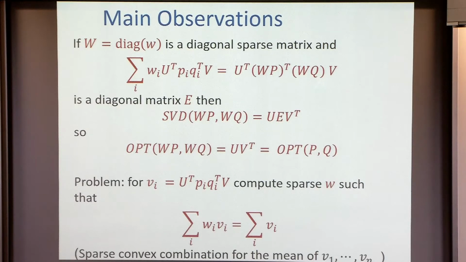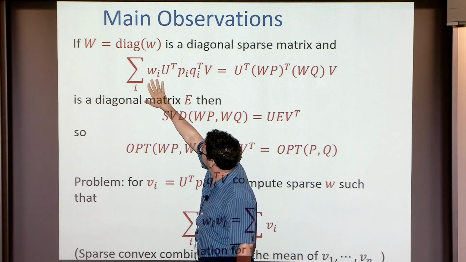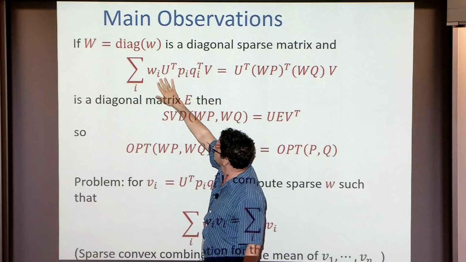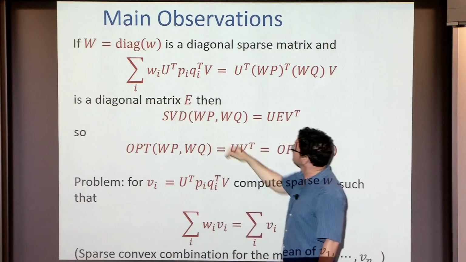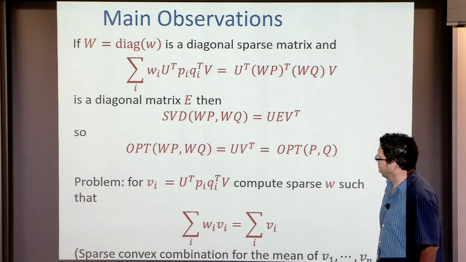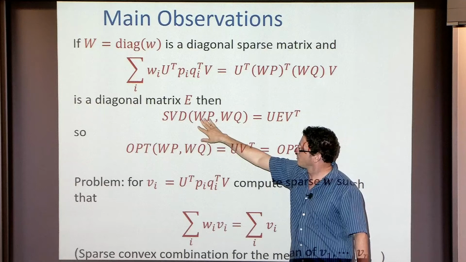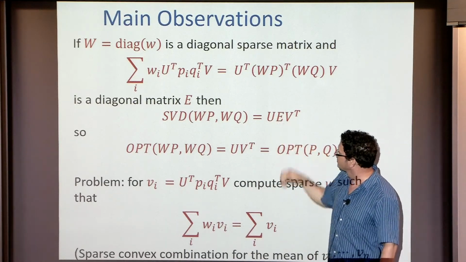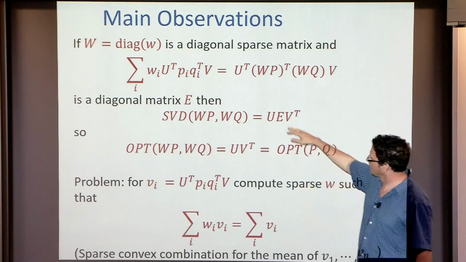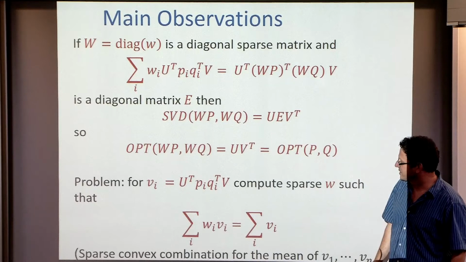So just to give the main idea of how we choose this coreset, we essentially show that if you have the SVD, you just need to find a diagonal matrix with these weights W_i, such that the SVD of WP and WQ, which is the weighted set of points, will be the same as the SVD of the original set. And then it's easy to see the optimal solution is essentially the same.